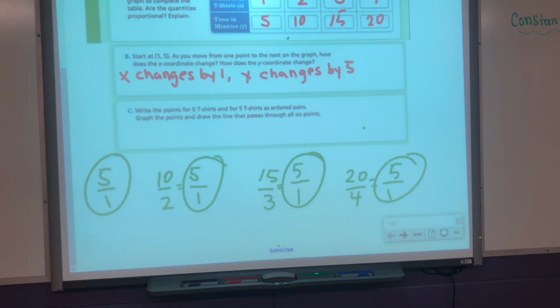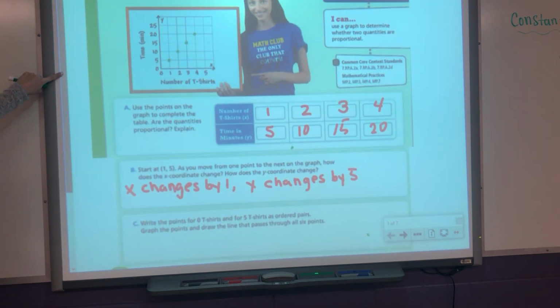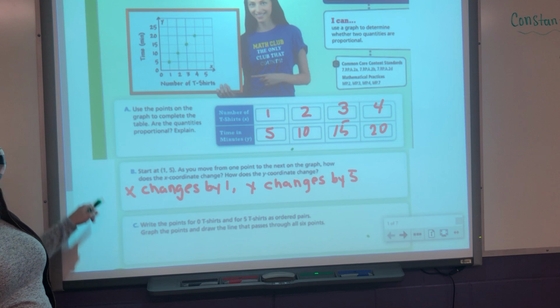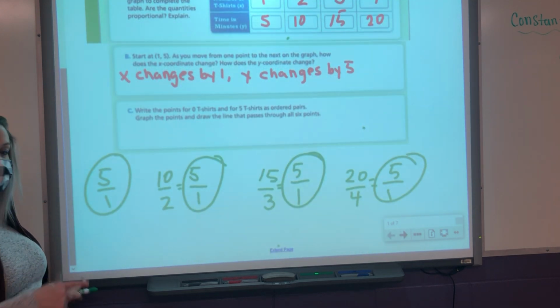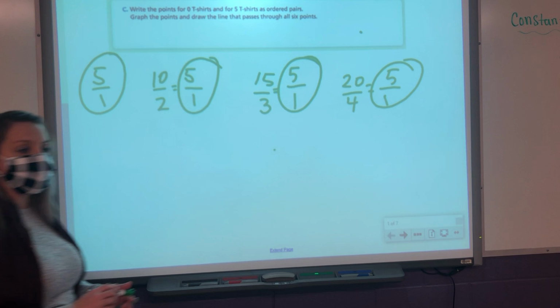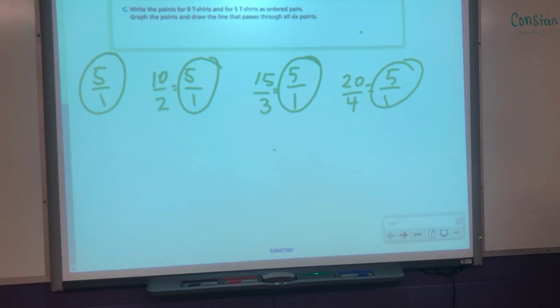So what's our constant of proportionality? 5 over 1. We can just say it's 5. So our constant of proportionality is just 5. This is a proportional relationship. Now we look at the table. We're testing the table. Can we write an equation for this? It's a proportional relationship, so can we write an equation? Yeah. What's our equation that we use? y equals ax.